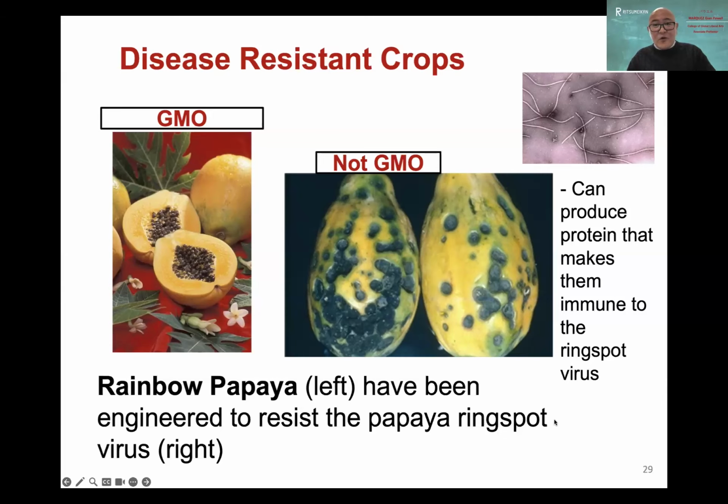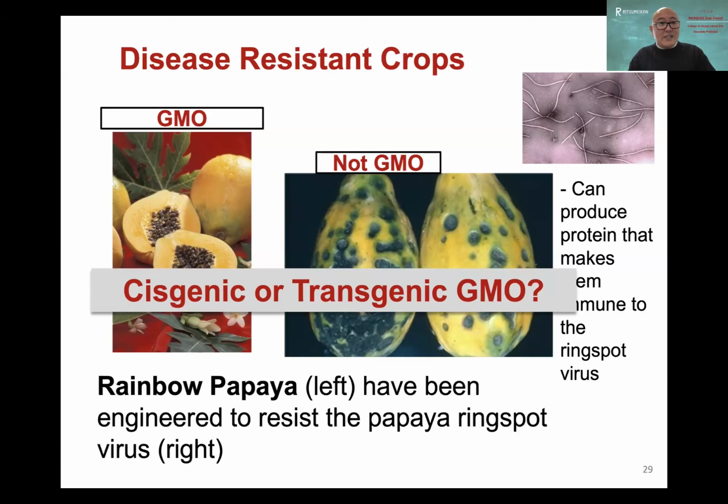So is it safe or not? That's the next question. So what's your answer? You have to ask again: is it cisgenic or transgenic? It is transgenic because we use the virus itself to immunize the papaya, so that they are immune to the virus itself. So is it safe or not? That's the next question after this. It is safe, because the protein that is produced by that rainbow papaya is very specific to papaya ring spot virus.